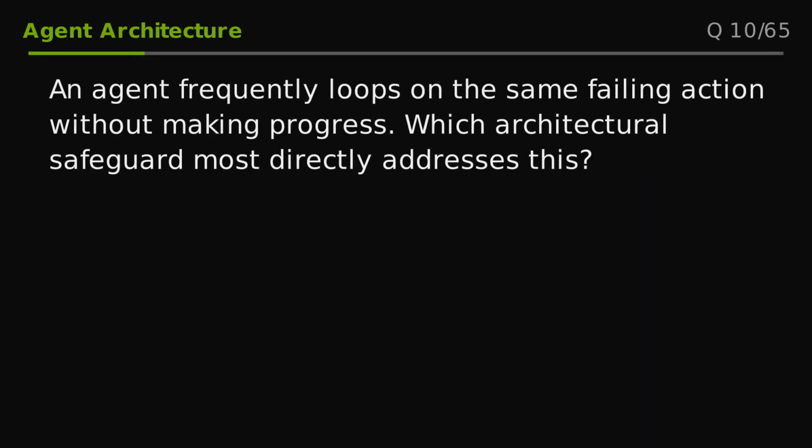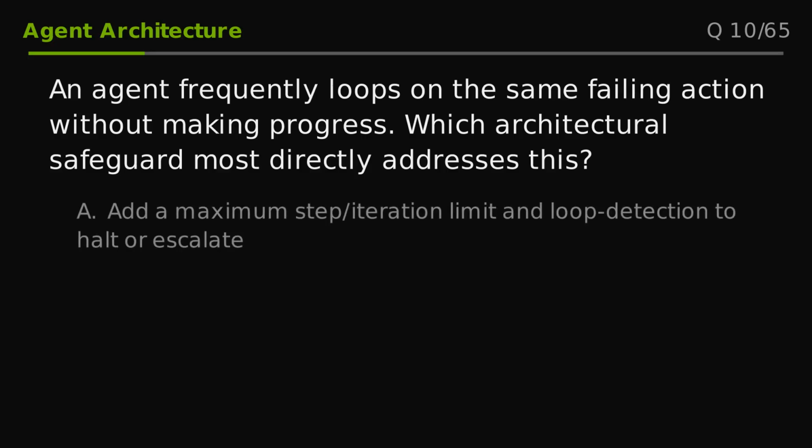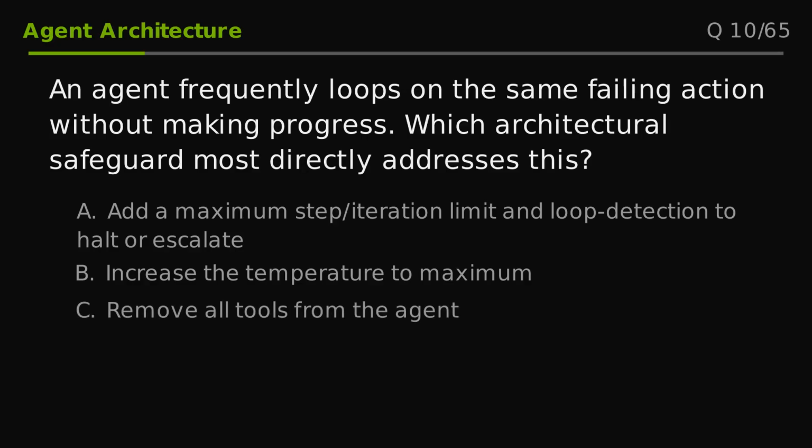Question 10. An agent frequently loops on the same failing action without making progress. Which architectural safeguard most directly addresses this? Action: a maximum step or iteration limit and loop detection to halt or escalate. Action: increase the temperature to maximum. Action: remove all tools from the agent. Action: disable logging to save resources.